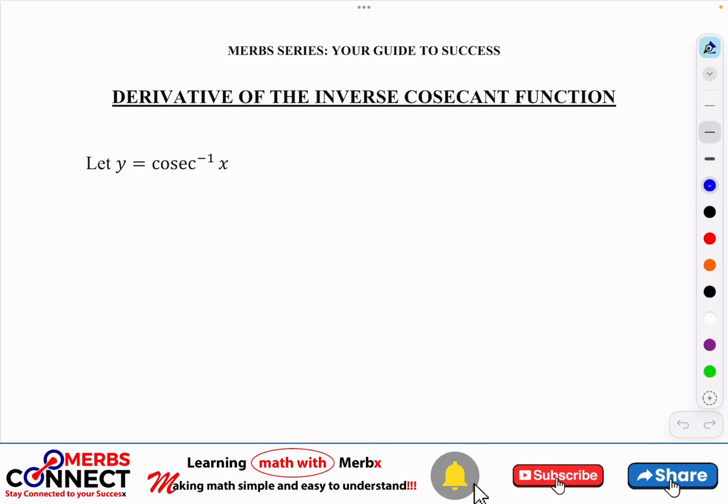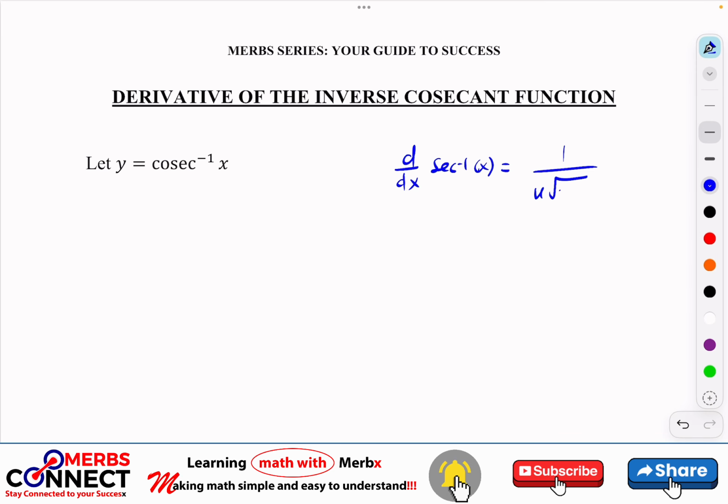Now remember from the previous video, we saw that when I take the derivative of secant inverse of x, this is 1 divided by u square root of u squared minus 1. Okay, let me use x. This is what you are going to get. So this is just the minus of this.